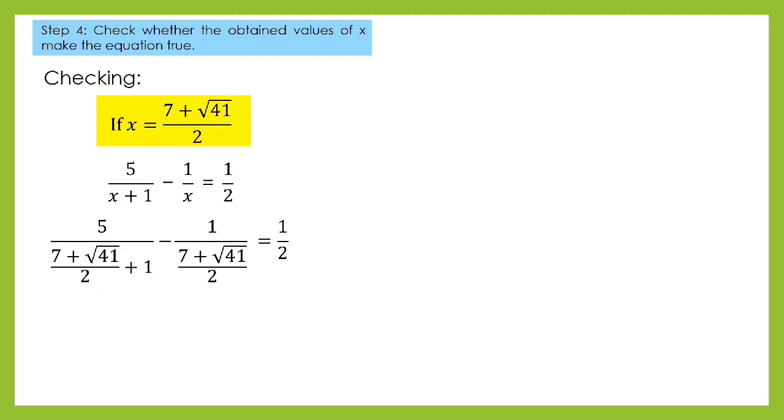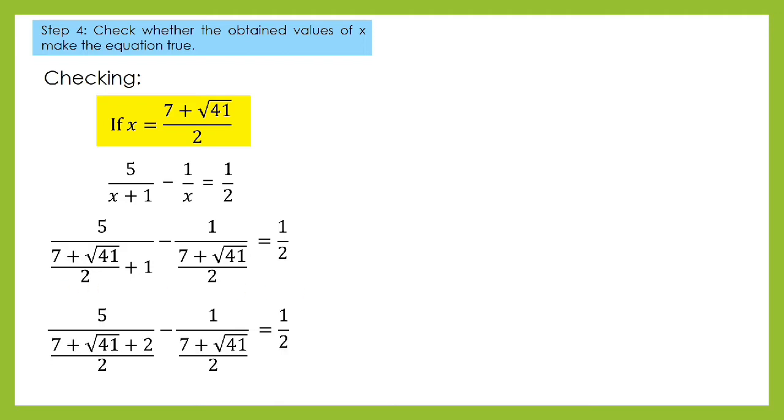Okay, let's try to solve. So, our numerator, we still copy, the same 5 and 1. Okay, so in the denominator, we copy the 7 plus square root of 41, and then we multiply 2 and 1. So, we got 2 all over 2. Here in the second denominator, we just copied it. Equals 1/2. Next, let's simplify our equation.